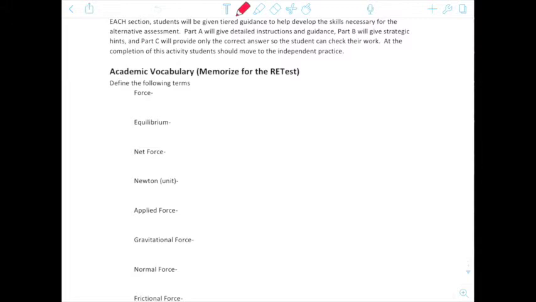Equilibrium. When we talk about forces being in equilibrium, that means all forces acting upon an object are equal in all directions. Net force. Net force is the sum of all the forces acting on an object. So when the net force is zero, you're at equilibrium. When the net force is not zero, you are not at equilibrium. A Newton is the unit of force. We say the unit of a Newton is an amount of force.